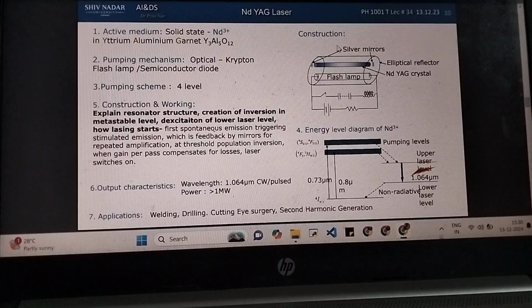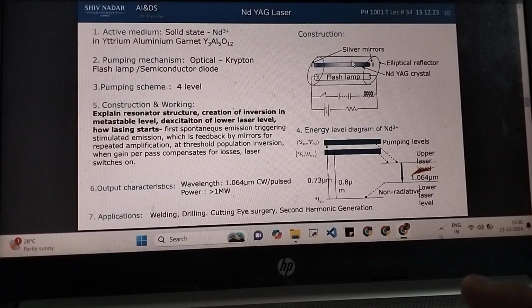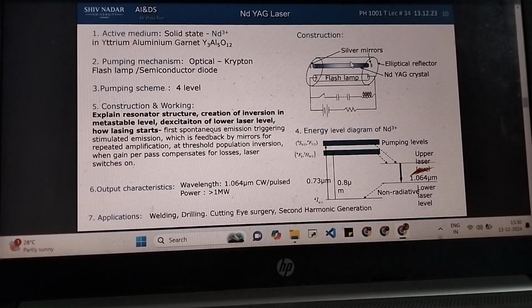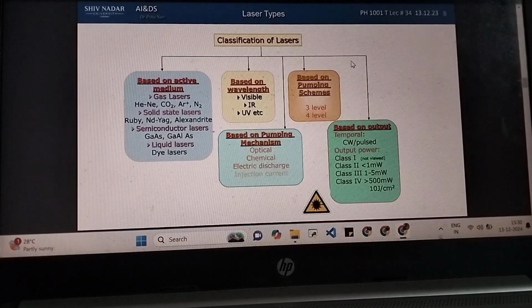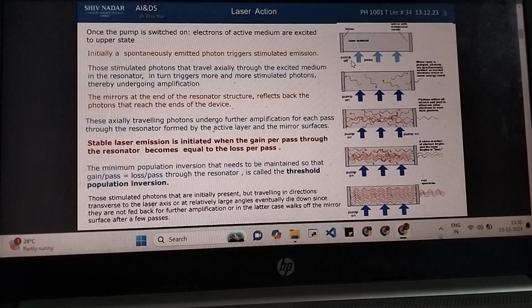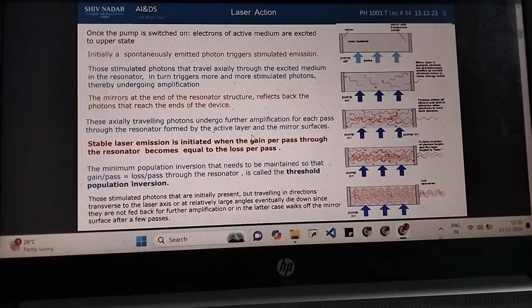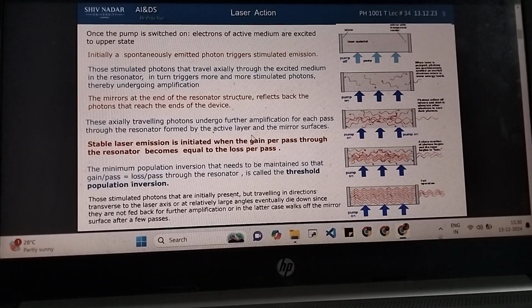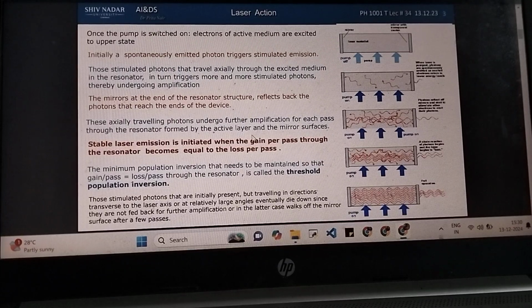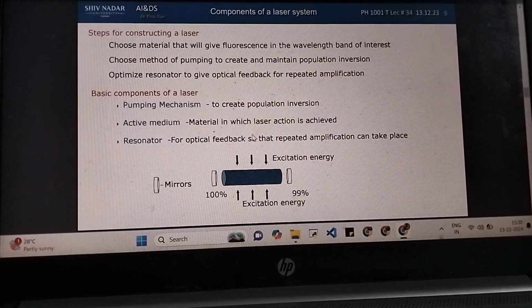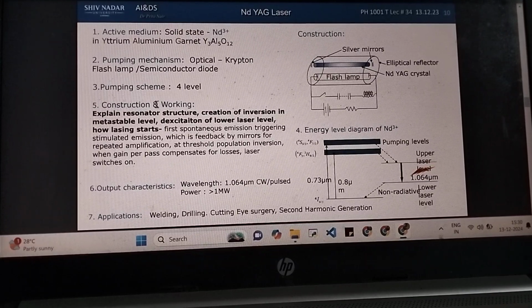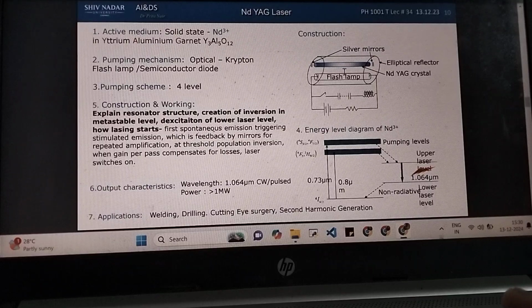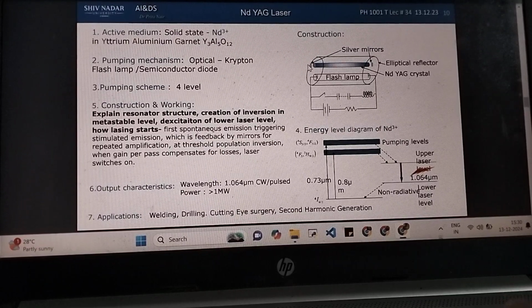From there, non-radiative fast decay brings them down to the upper level. From there, first some spontaneous emission takes place, then those photons trigger stimulated emission, and then the rest of the story is the same as what happens here. So the only thing that is specific to ND-YAG lasers which you have to know here is that the pumping mechanism is a krypton lamp. So yeah, that's it. If you're asked to talk about the working, you just start by mentioning the krypton lamp, and then the rest of the phenomenon is just the same.